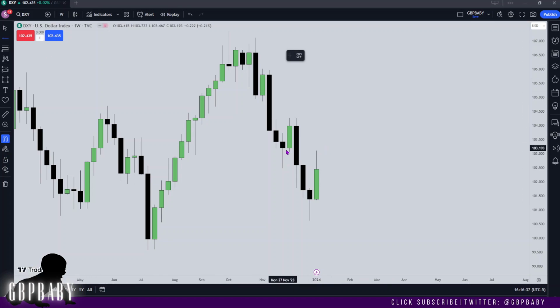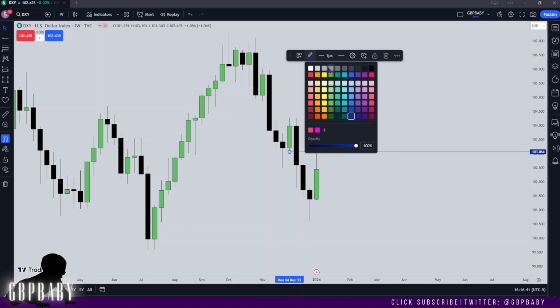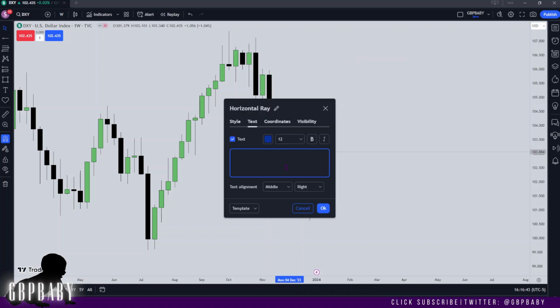So you can see that we traded up nicely into this weekly bearish order block. I'm going to make this grey and type in weekly bearish order block, and you can see we've had a reaction off it already, so that's nice to see.